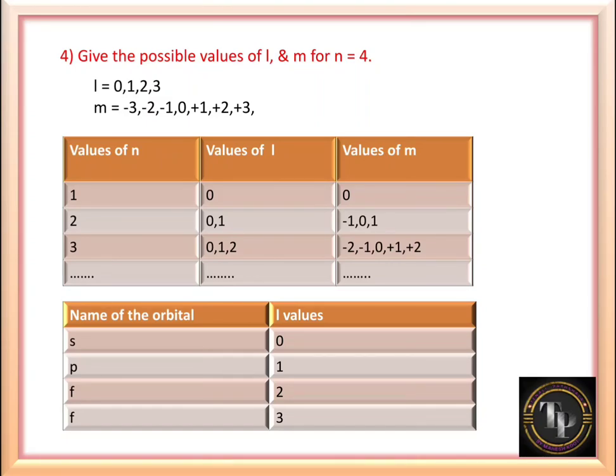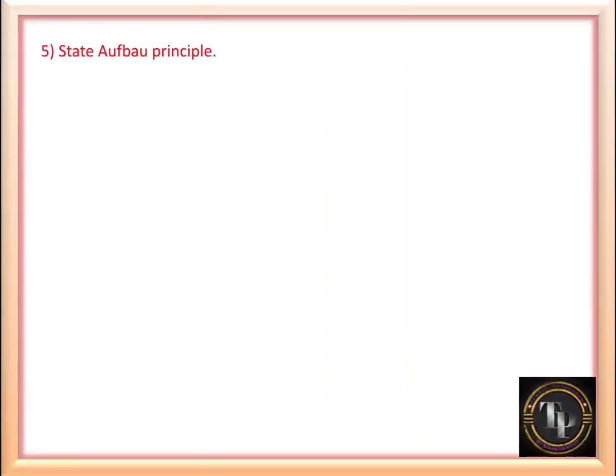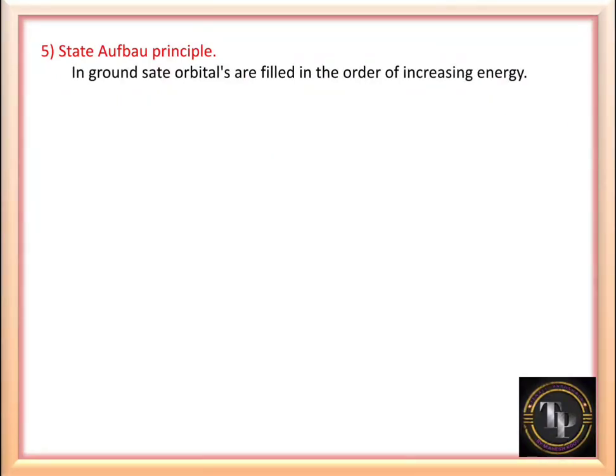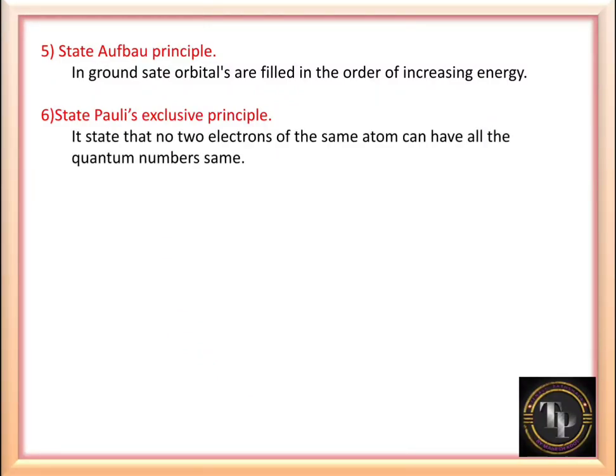We are going to talk about the problems on this in the further examples. See guys, talking about the fifth one, state Aufbau principle. And you know, in the ground state, orbitals are filled in the order of increasing energy. Always. State Pauli's exclusion principle. It states that no two electrons of the same atom can have all the quantum numbers the same. Never. Meaning, in the same atom, two electrons do not have all the quantum numbers with equal values. That is not possible. That is told by Pauli.